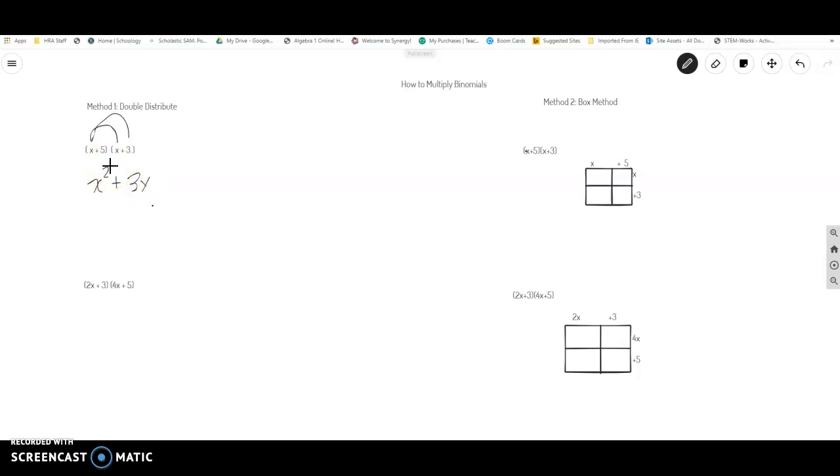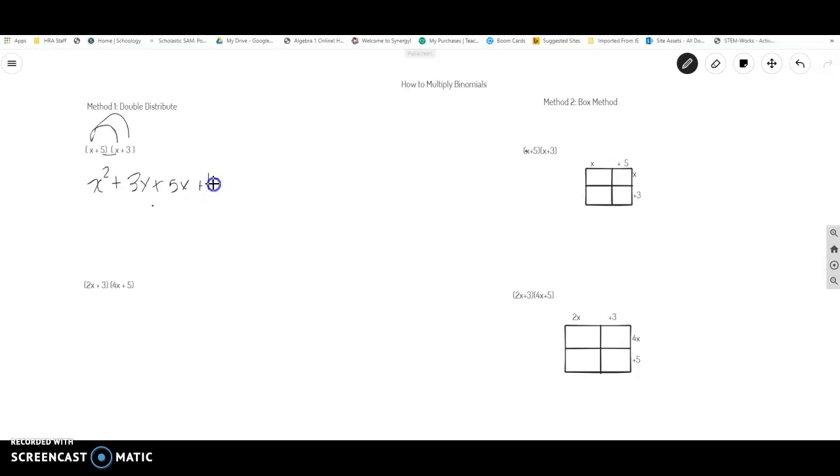Now that we're done with the first variable, we're going to multiply by this 5 here. We're going to multiply the 5 times the x and then the 5 times the 3. So the 5 times the x is going to give us a 5x. And the 5 times the 3 is going to give us a 15.